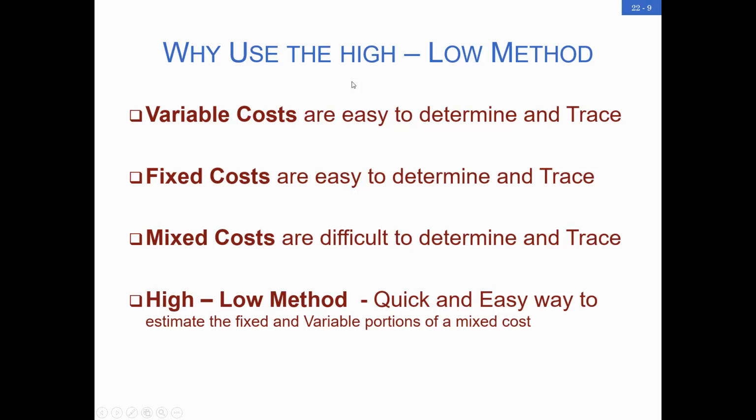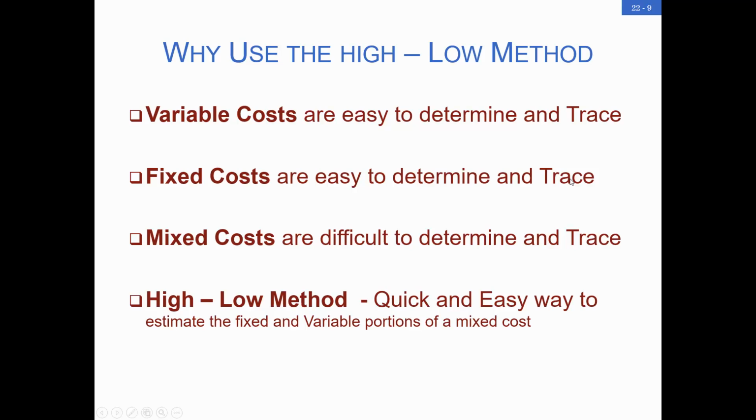The problem we're about to work is all about a shortcut way to determine cost. It's called the high-low method. Some reasons for using the high-low method would be as follows. Variable costs, that is things that go up and down with volume, are easy to determine and trace. Fixed costs, like rent or insurance, which don't change when volume goes up and down, are also easy to determine and easy to trace.